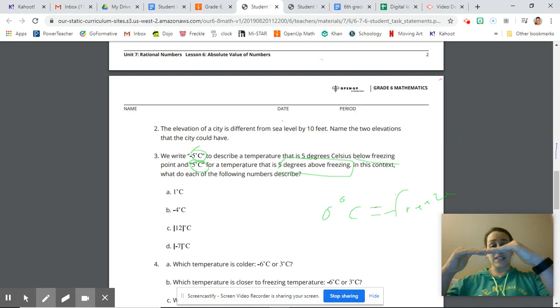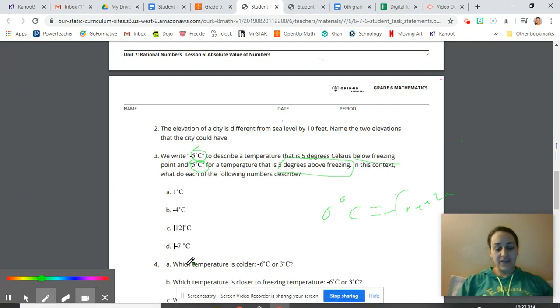If we look at part C, where we've got the absolute value of 12, well, an absolute value is a distance from 0. So we could be 12 above or 12 below. So the absolute value of 12 degrees Celsius is going to be either positive 12, 12 above, or -12, 12 below, because that absolute value is just the distance from 0. It ends up being a positive number because we're going to talk about it as just being 12 units away.